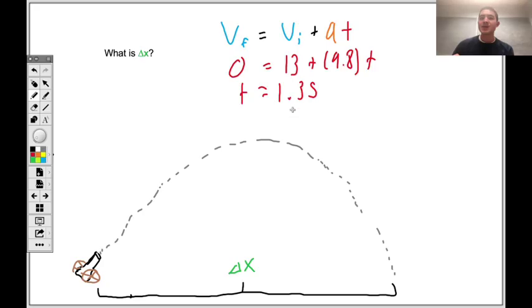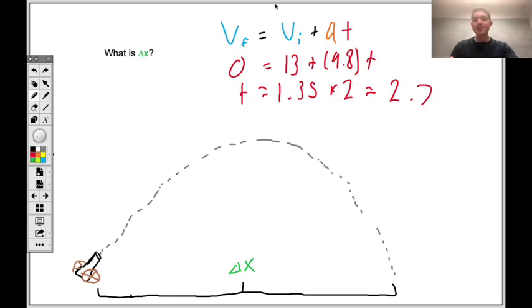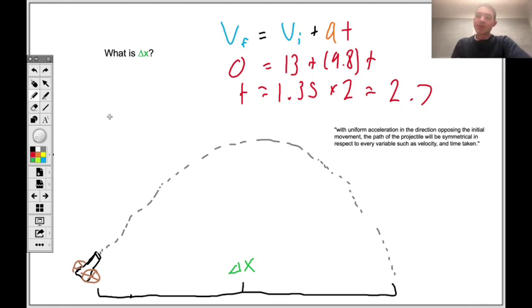So if we multiply this time by 2, that equals 2.7 seconds, then we are given the time that the ball takes to come to the peak and back to the ground, because the acceleration is uniform. This is an important fact. With uniform acceleration in the direction opposing the initial movement, the path of the projectile will be symmetrical with respect to every variable, such as velocity and time taken.